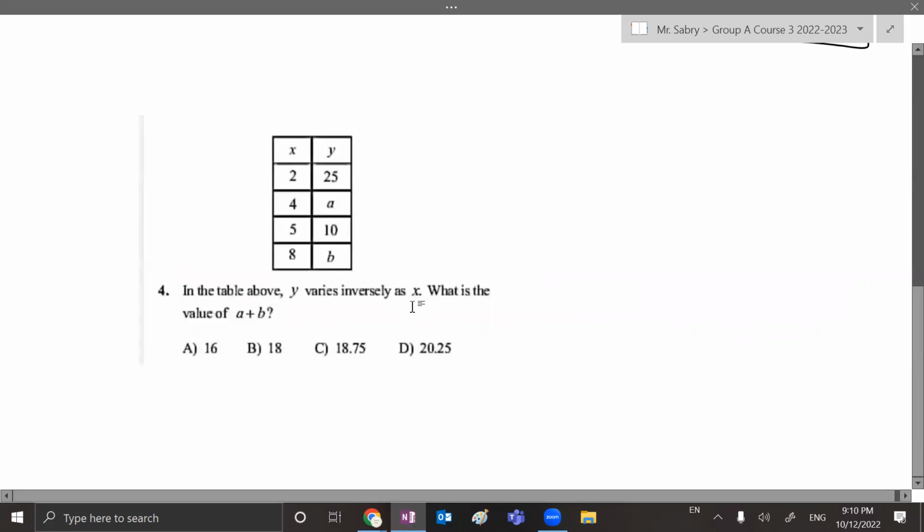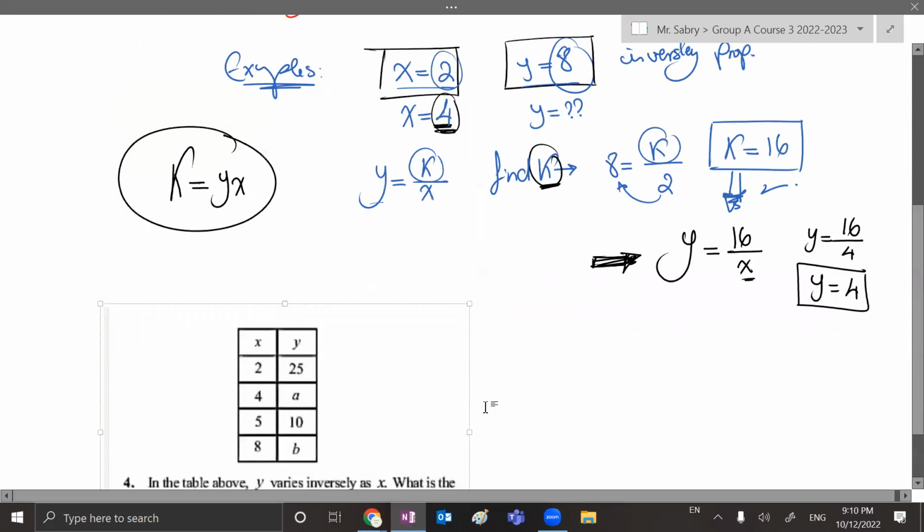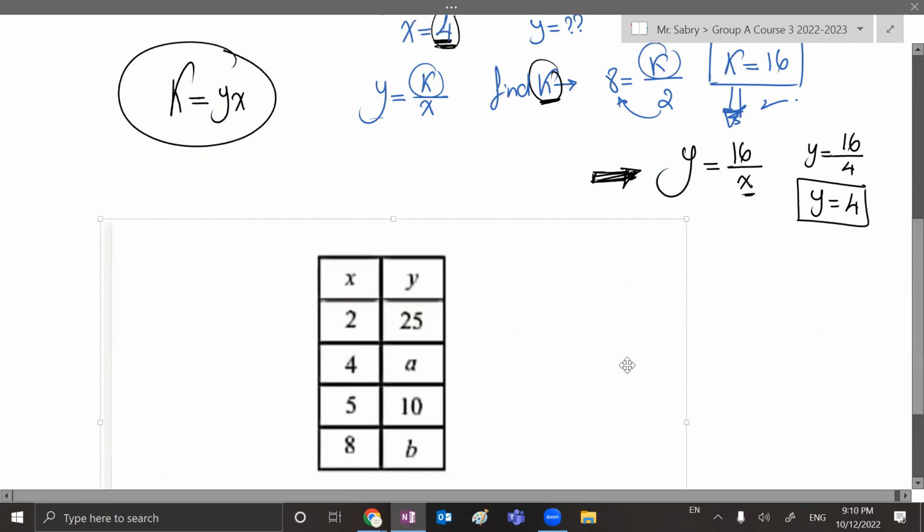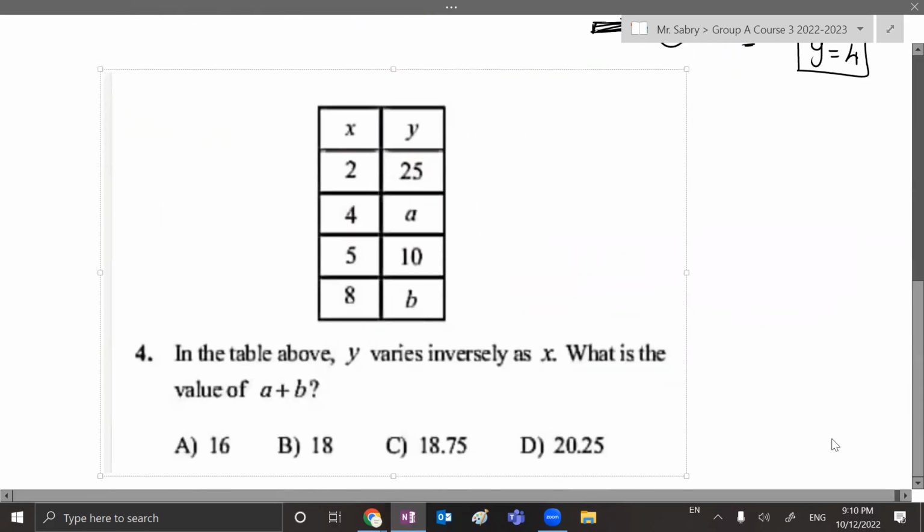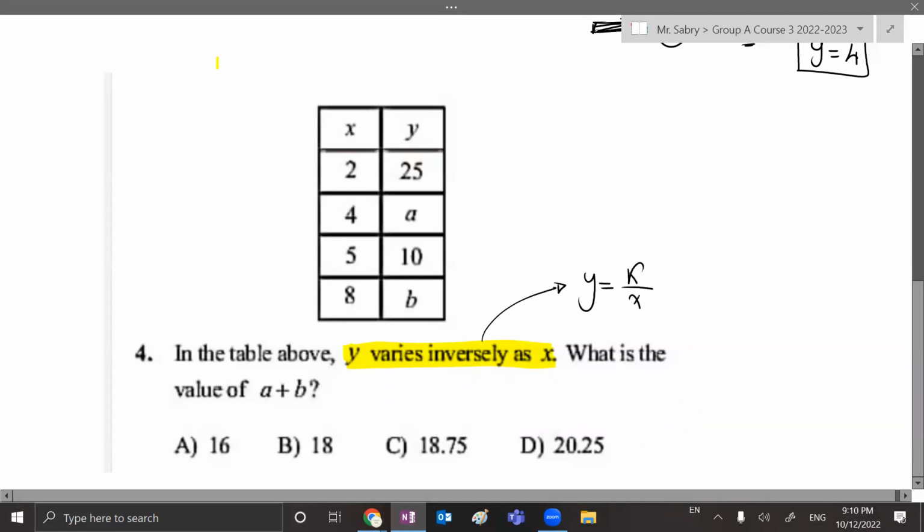Check that. So here you're given a table for x and y values. Instead of just being given x equals and y equals, you're given a table of values. And you're told already within the question, and this is the keyword, y varies inversely with x. This means they're inversely proportional, which means they follow the form of y equals k over x. Which means here that k will be equal to any x times y.